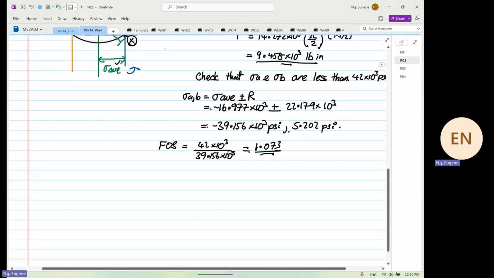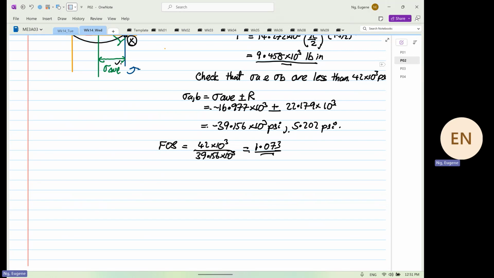So what did we use for this? We used von Mises, right? Now I'm going to do the same thing and apply the Tresca criteria. Okay, I'm going to apply the Tresca criteria.